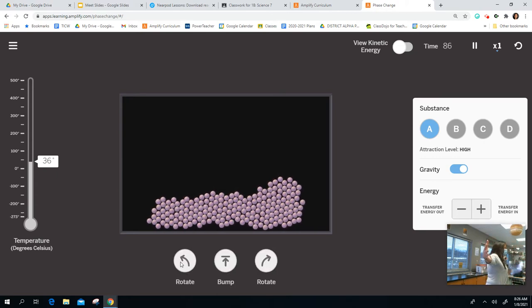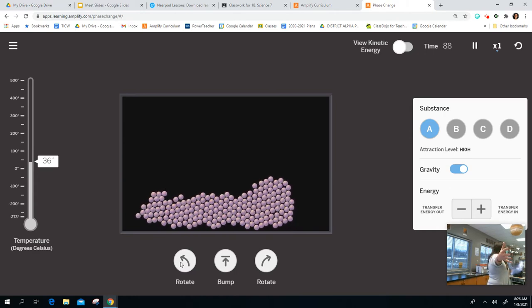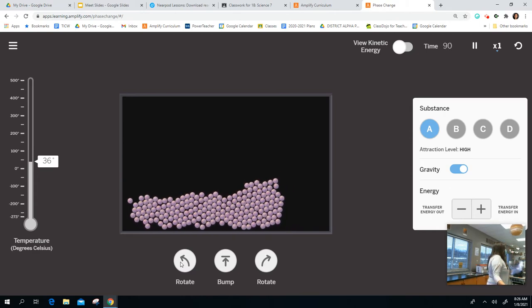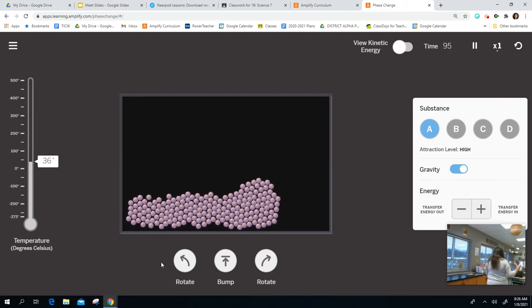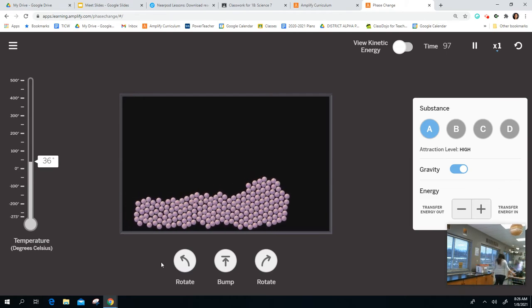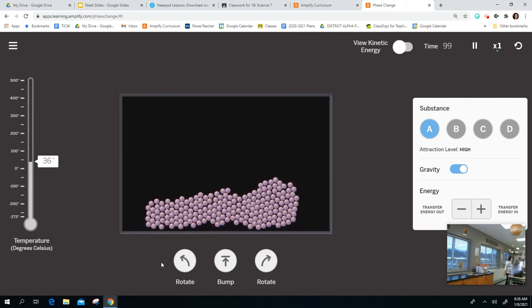So Sierra, what do you think? Not a liquid, a solid. Good. So a solid holds its shape. This block of molecules here is holding its shape.